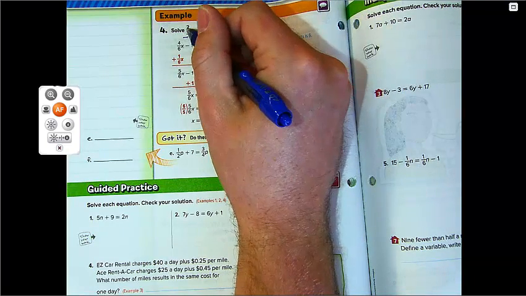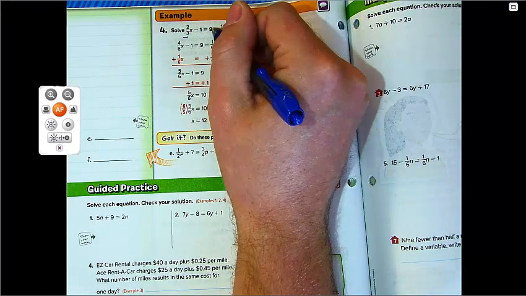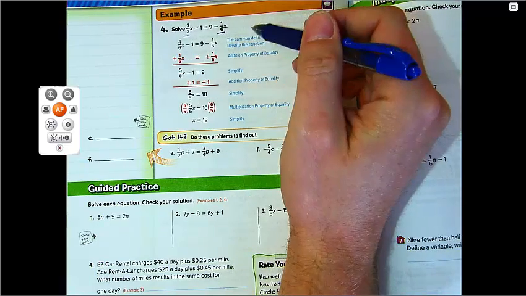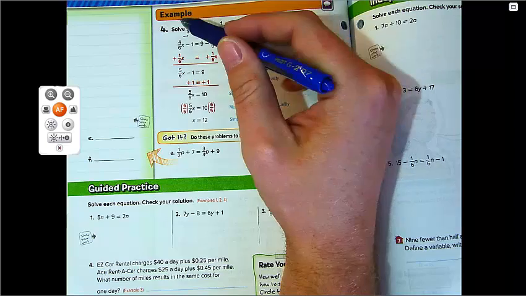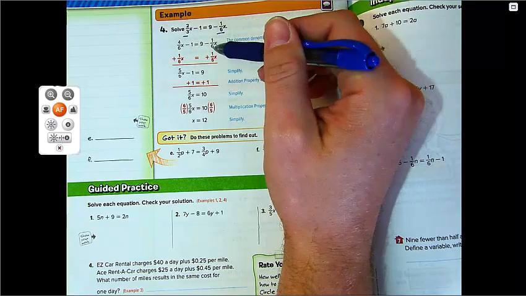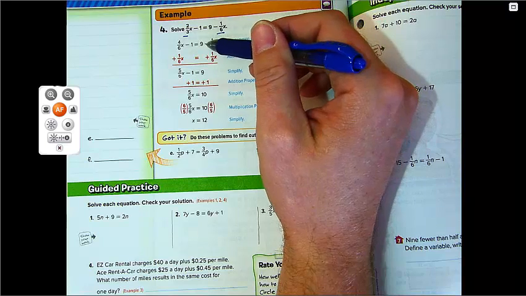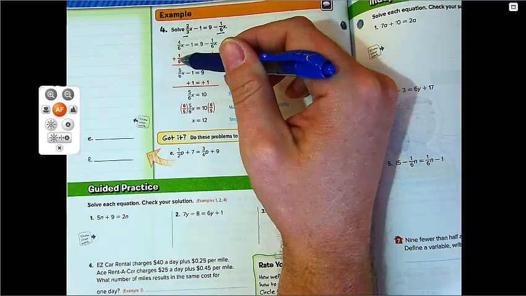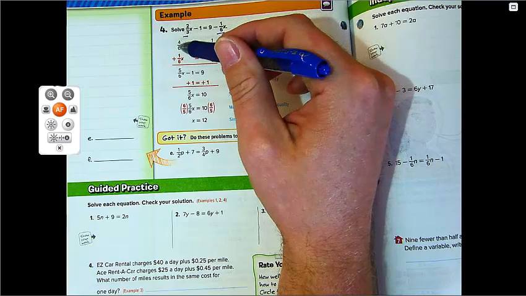So we see 2/3 x minus 1 equals 9 minus 1/6 x. Well, I kind of have to compare here and see, because I want to take the less to the greater, which here 1/6 is less than 2/3. So here you see that they want to actually add, because it's minus 1/6, they want to add the 1/6 over to the greater, which they made that 4/6.